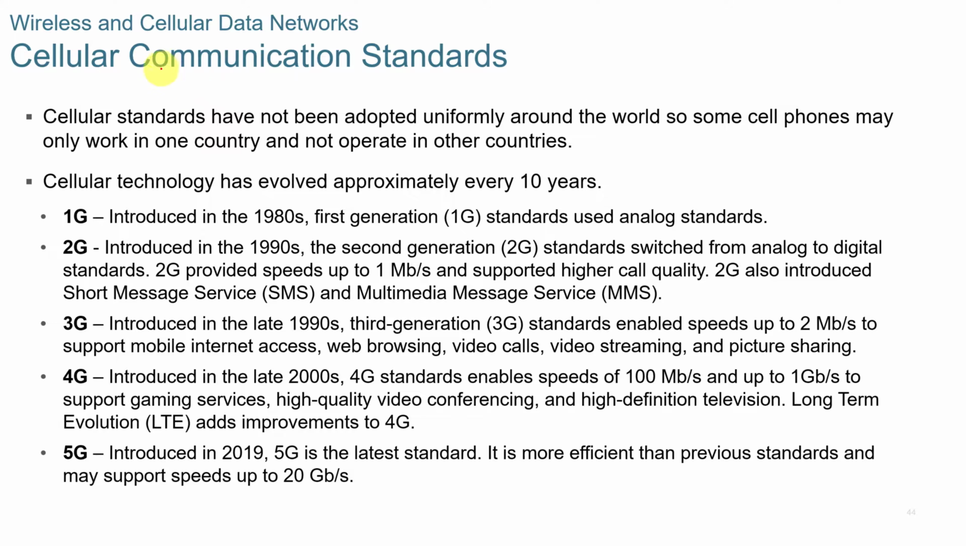Now, we've looked at these cell communication standards in a previous chapter, but we'll just put them up here real quick. 1G, we're currently in the 5G cycle, 2021-2022. It was introduced in 2019. 5G is the latest standard. It's more efficient, and it has speeds up to 20 gigabits a second.